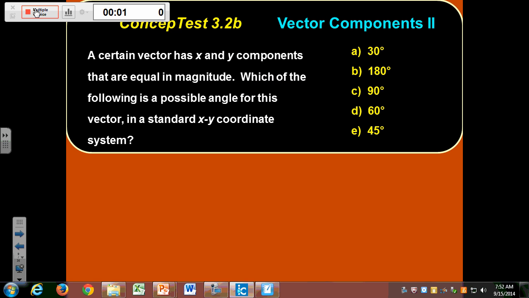Certain vector has x and y components equal in magnitude. Which of the following is a possible angle for this vector?